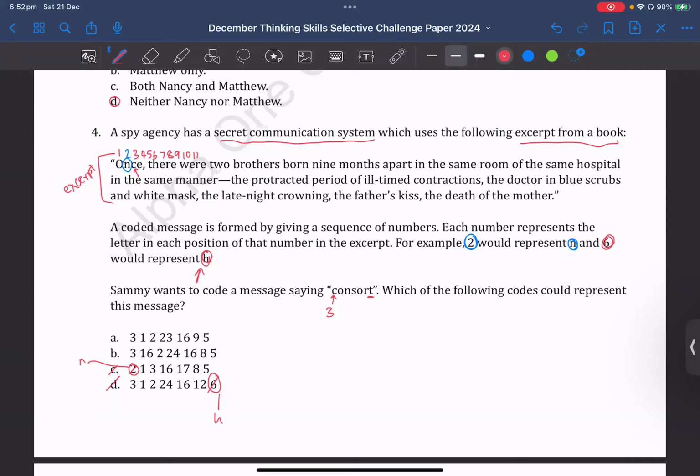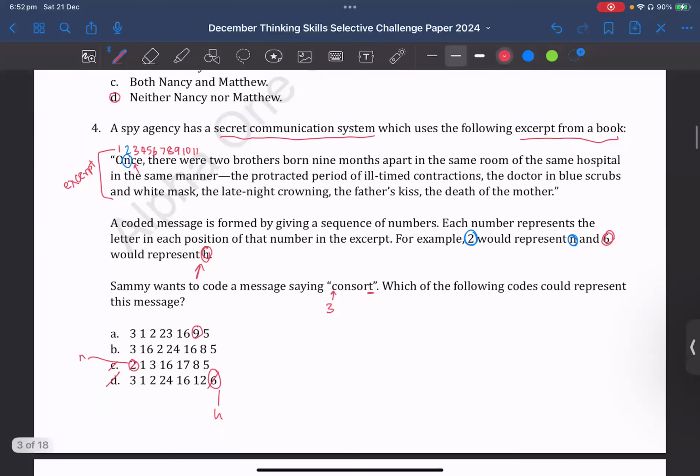And going backwards from that, I see a 9 and an 8. So I can either test the 1, the 2, the 6, that sort of thing. But I think it's better if we test the 9 there. Alrighty, so going to the 9, I know that the 9 should be an E. And consort has an R. So because of that, I know that the answer should be B.